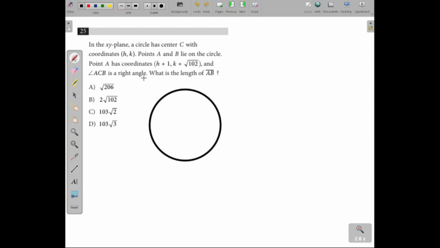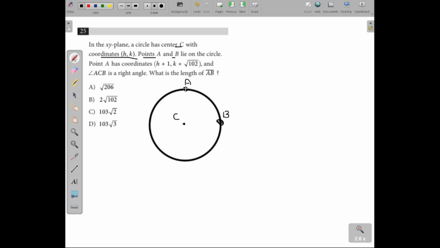Number 25. In the xy plane, a circle has a center C. The center is C with coordinates h and k. Points A and B lie on the circle. So they could be right here. So this one could be A and this one could be B.